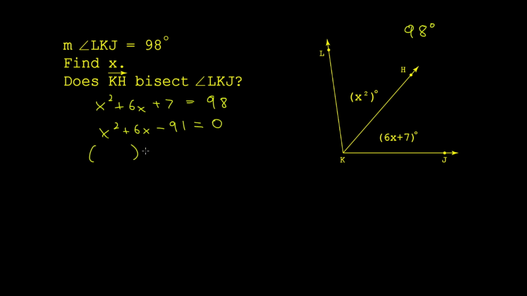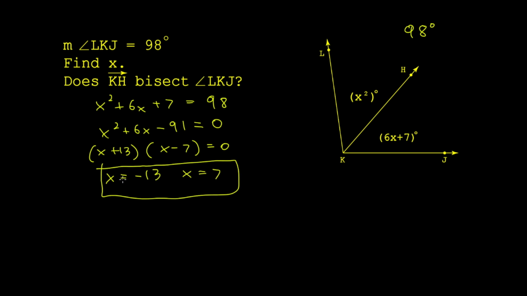It's a bit tricky to factor, but it's not terrible. We have x plus 13 and x minus 7. 13 times negative 7 is negative 91. 13 minus 7 is 6. So that gives us negative 13 and 7 for our solutions.